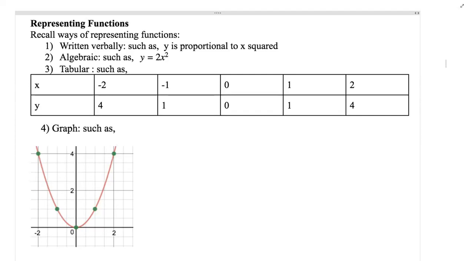Hello, everyone. Welcome once again to another session of pre-calc. Today we'll be discussing representation of functions and, more importantly, transformation of functions.